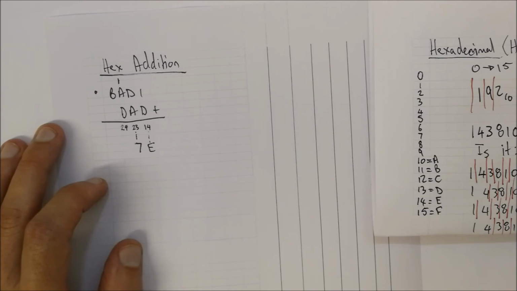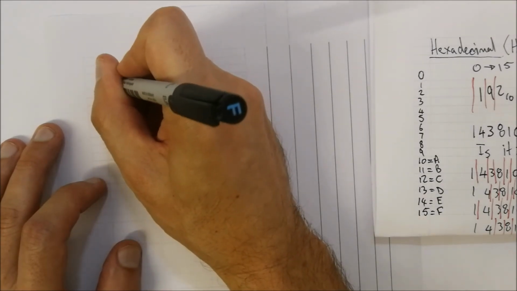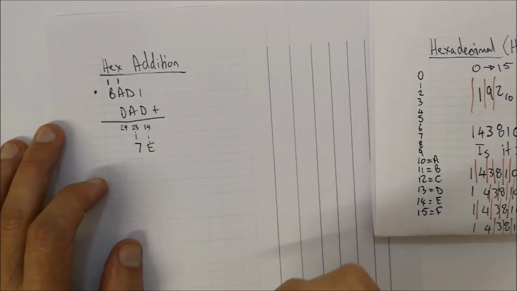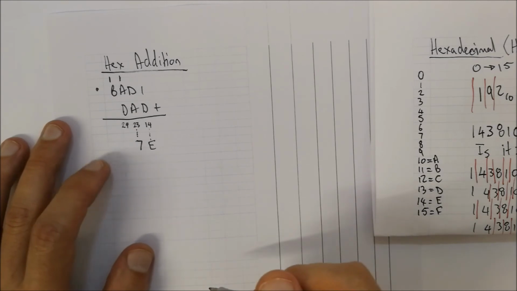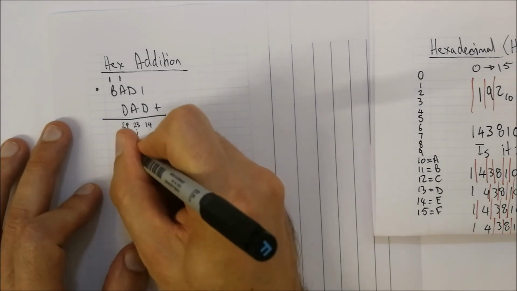does 16 go into 24? Yes, it does. How many times is it going to? It goes in once. Okay, so we need to carry over 1 over there. What's the remainder if we had to subtract 16 from 24? Well, it will be 8. So we place an 8 over there.